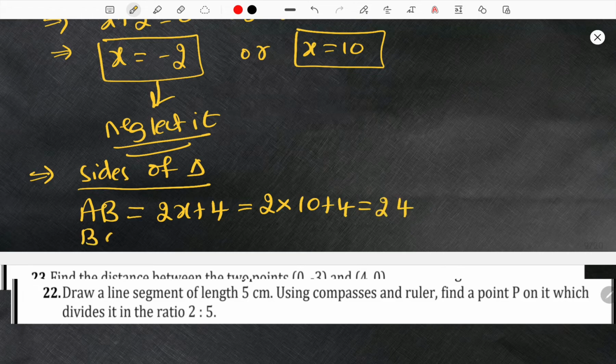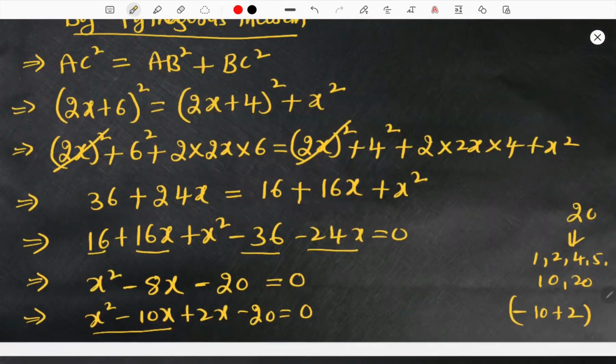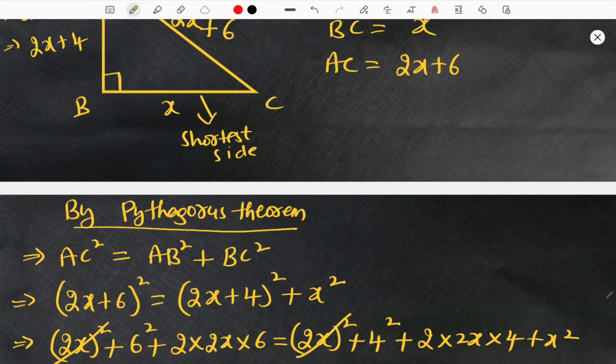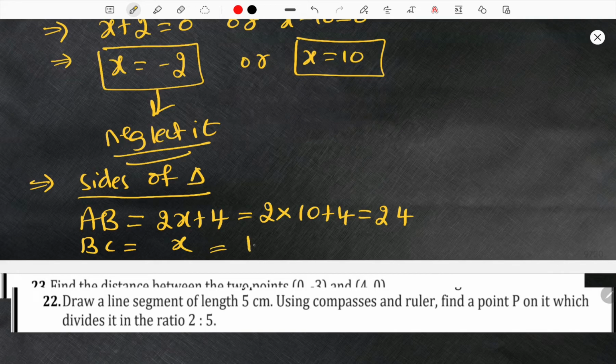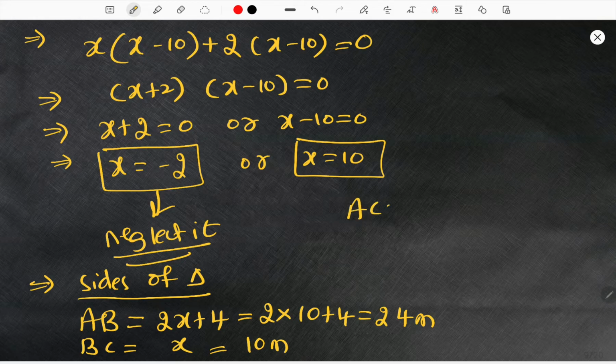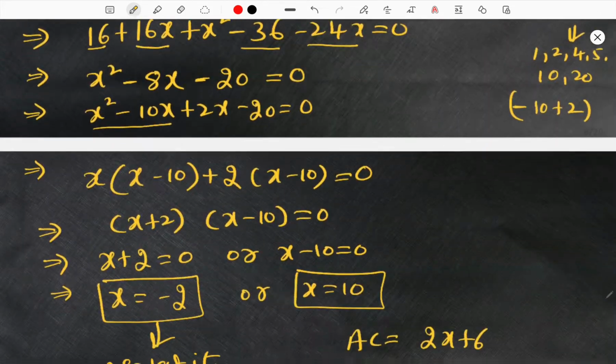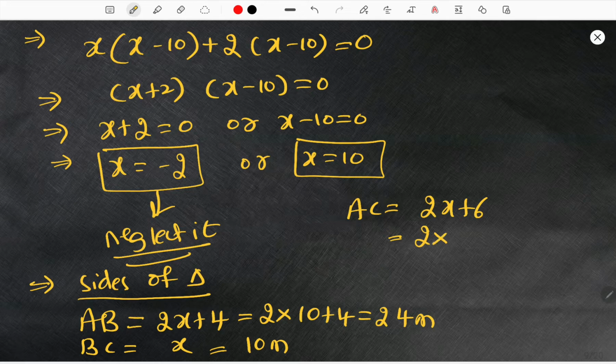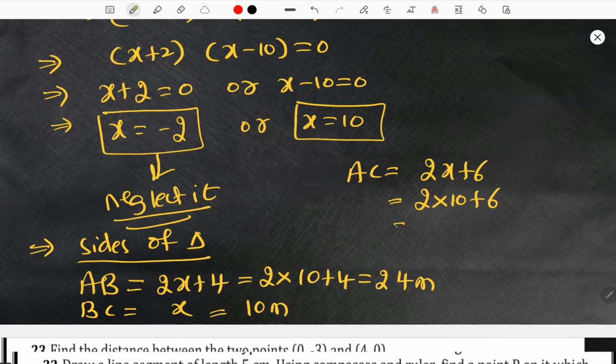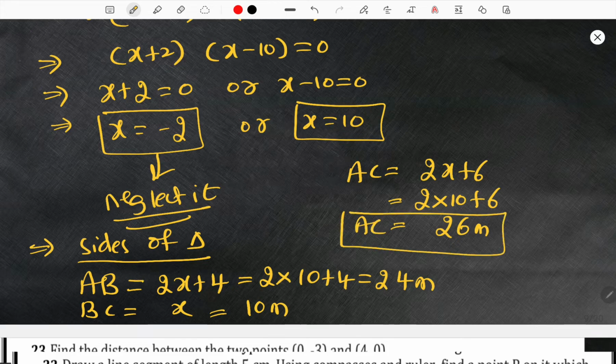Similarly BC is nothing but x only. Directly BC we have taken as x, and x is nothing but 10. So it becomes 10 meter. And similarly we have AC. AC is equal to how much? 2x plus 6. Look at this, AC value is 2x plus 6. So we have 2 into x, which is 10, then plus 6. So it becomes 20 plus 6 is 26 meter. So the value of AC is 26 meter. Alright, fine. So these are the first side, second side, and third side of the triangle.